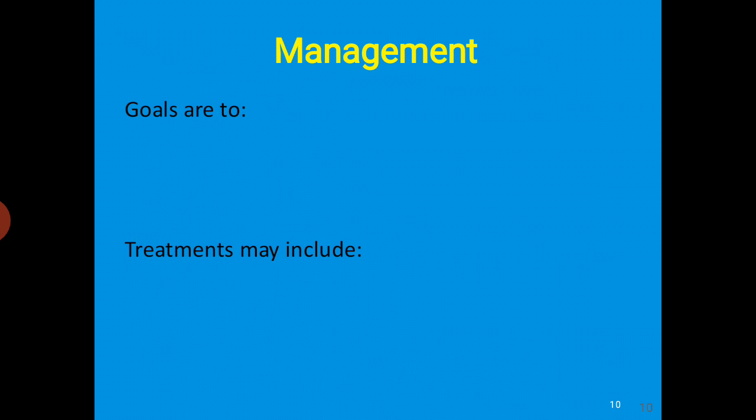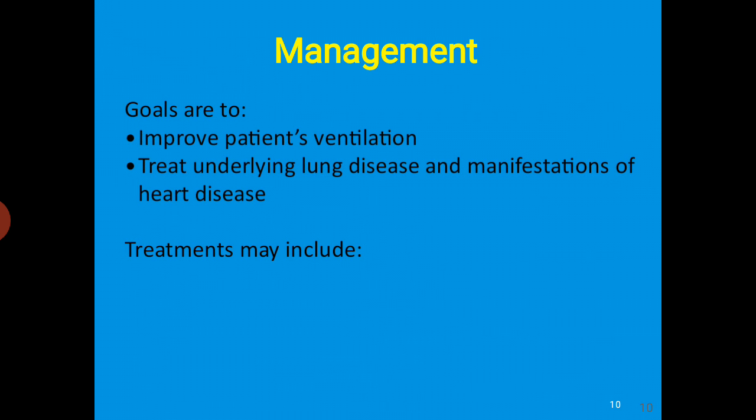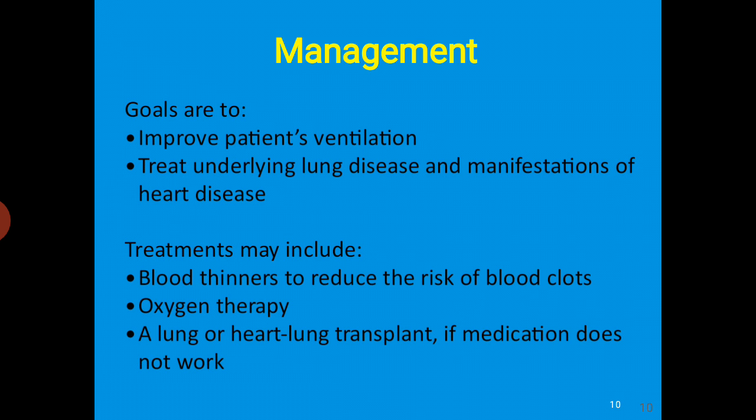Okay. Then management. The goals of the management are to improve the patient's ventilation and to treat the underlying lung disease because of which this condition has occurred, and to treat the manifestations which are because of the heart condition. Then treatment may include anticoagulants to reduce the risk of blood clots, that is, blood thinners can be given. Then oxygen therapy to maintain the saturation of the blood, and then a lung or heart-lung transplant if medications do not work in some patients.